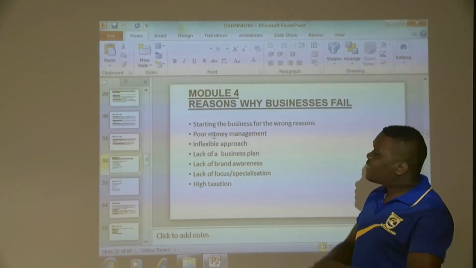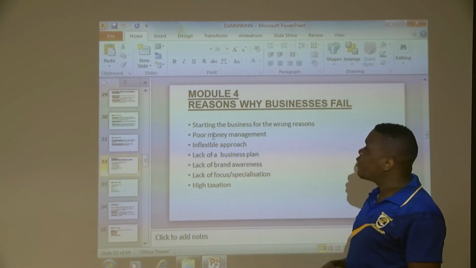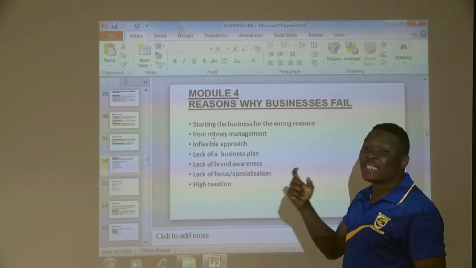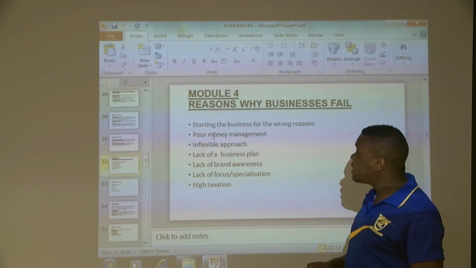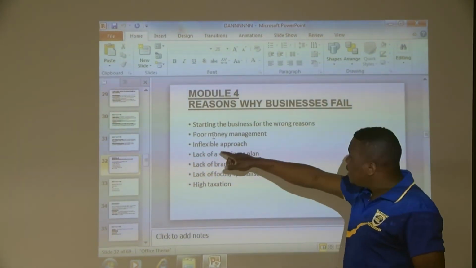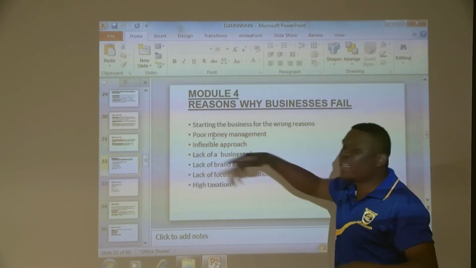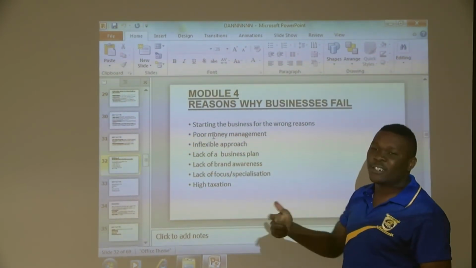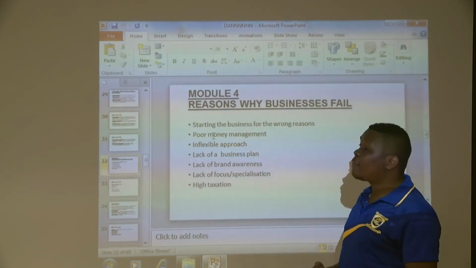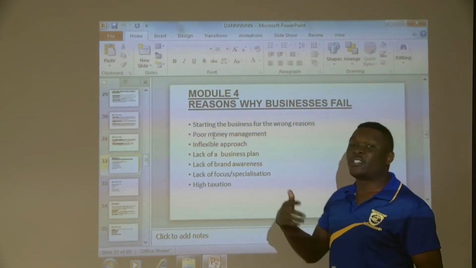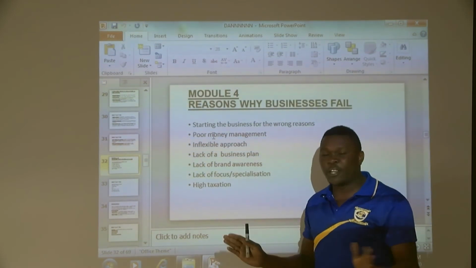Then, inflexible approach. As any other enterprise, entrepreneur, you always have to be dynamic, always accept changes, move with the current trends. But if you are this person that is inflexible, or that doesn't change, the business ought to fail. You have to be dynamic, move with the current trends.